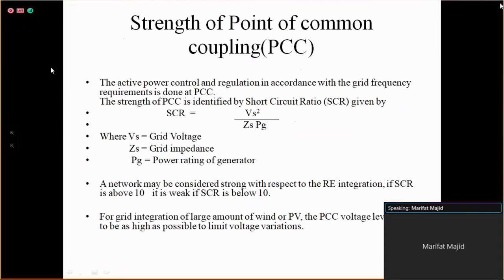So how we identify the strength of the point of common coupling using this SCR is, if the SCR is greater than 10, then we say that this particular network is strong enough for the renewable energy integration. And if the SCR is less than 10, then we say this particular network is weak for the renewable energy integration. So it's understandable that for grid integration of large amount of wind or PV systems, the PCC voltage level has to be as high as possible to limit the voltage variations.